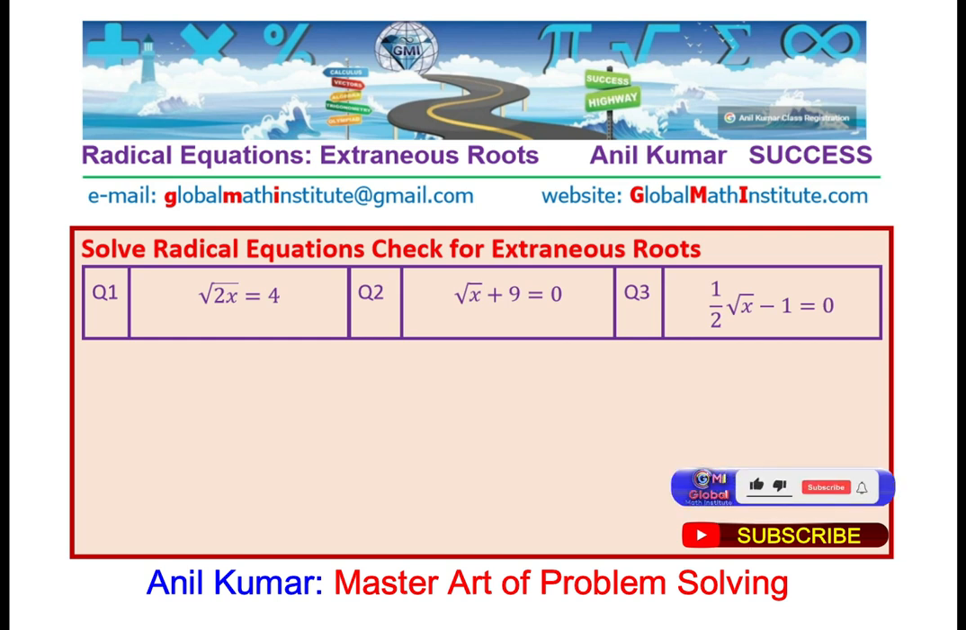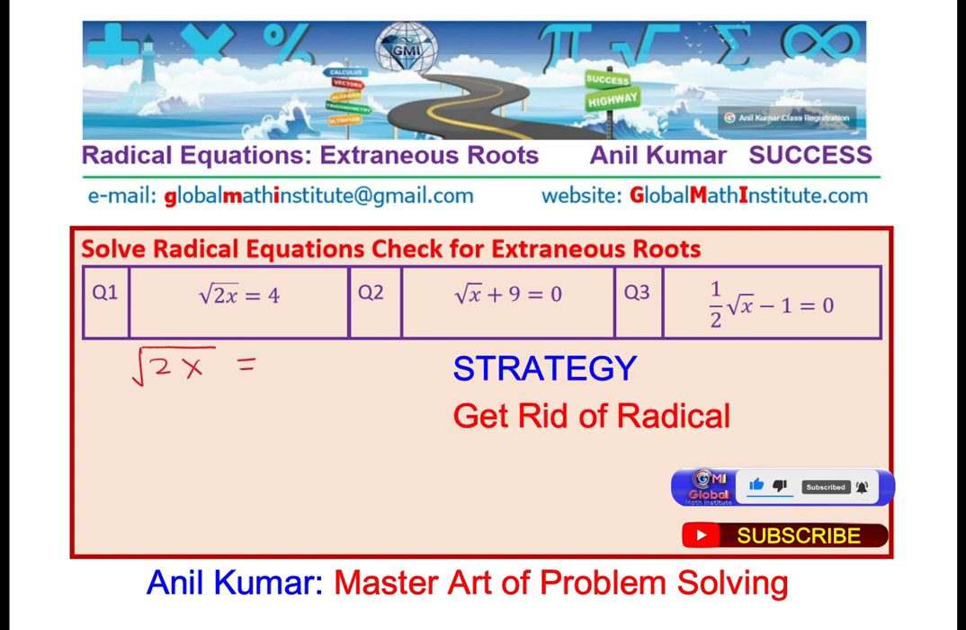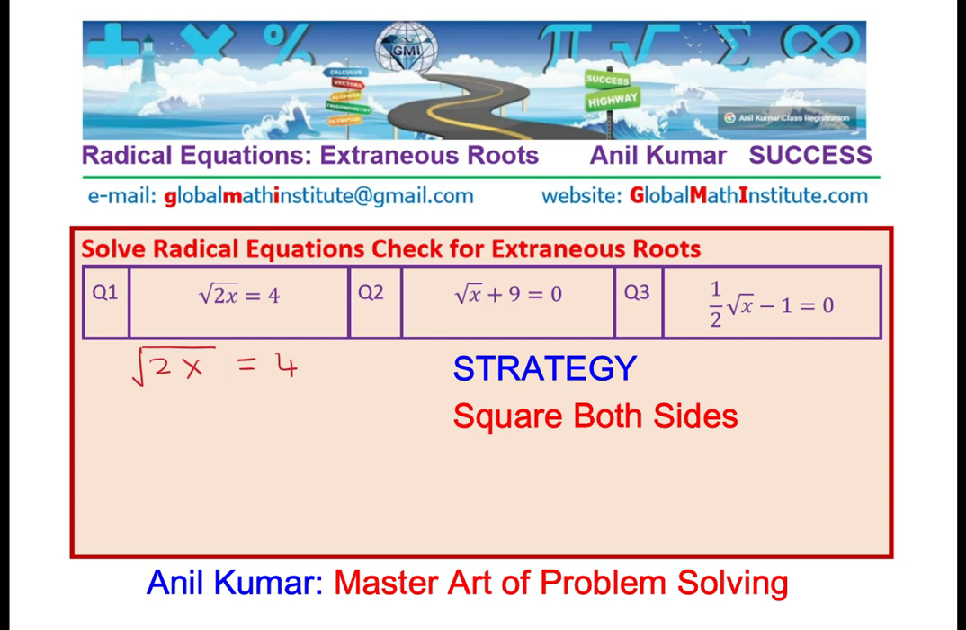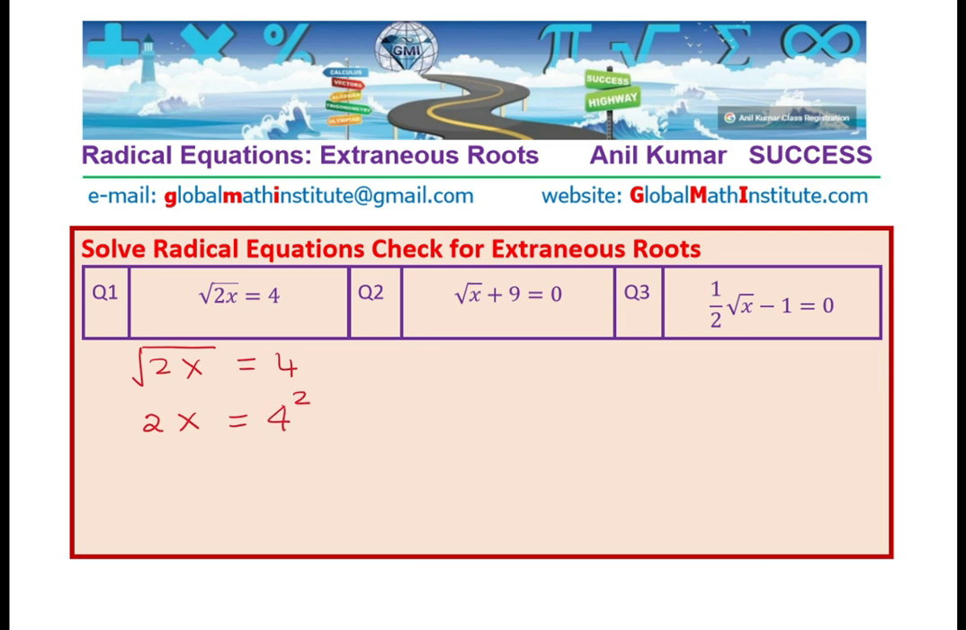Very first question for you is square root of 2x is equal to 4. Our strategy is going to be get rid of the radical. How can you do that? Well, by squaring both sides. So if you square both sides, then what do you get? We get 2x equals 4 squared, and 4 squared is 16. So we can write this as 2x equals 16. And we get our solution x equals 16 over 2, which is 8.